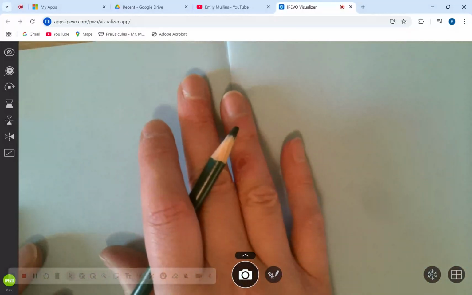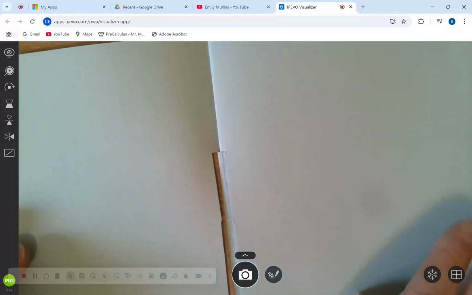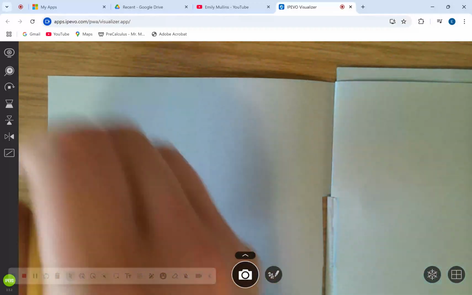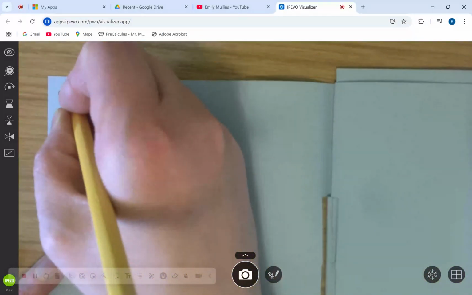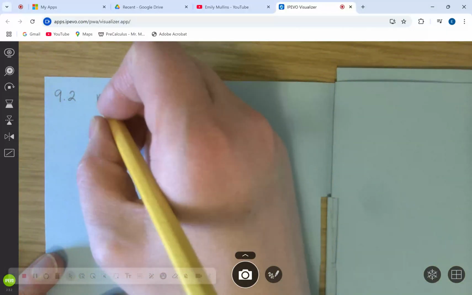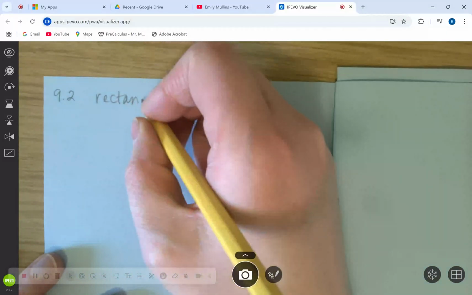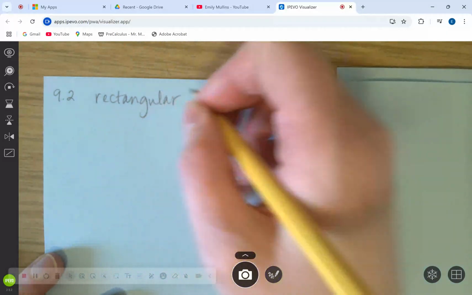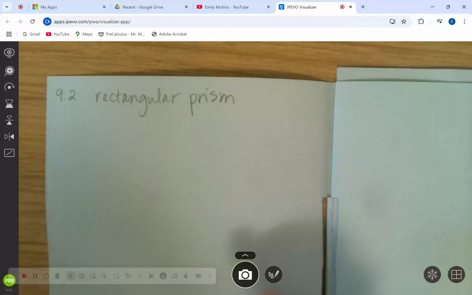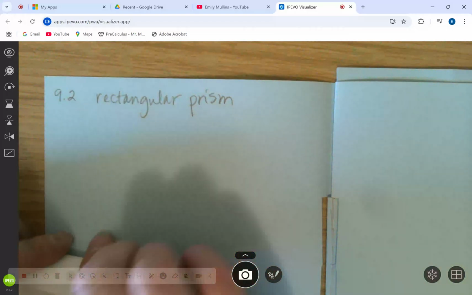So we're going to start out by looking at a rectangular prism. So at the top, I want to write this section that we're on, that's 9.2, and I want to write down rectangular prism. And then we have some prisms that we are going to work to cut out in class.